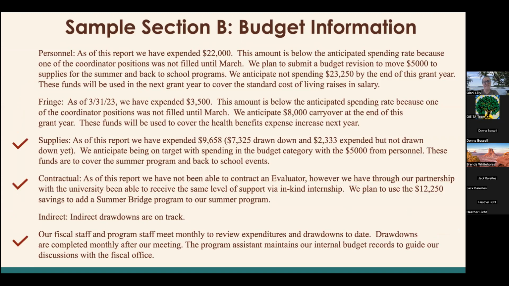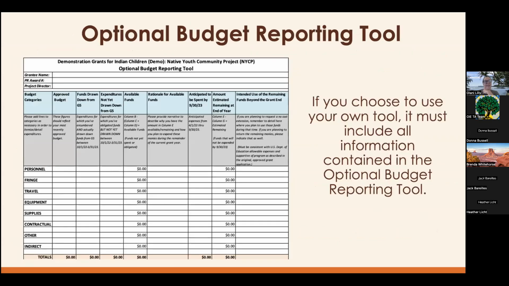And then here you can see that they're talking about an over expenditure on a particular item, and they're already queuing the reviewer, the program officer, into a potential budget revision. You can see that here in personnel as well. Alrighty, that was our sample of a project narrative. And here is now an optional budget reporting tool.